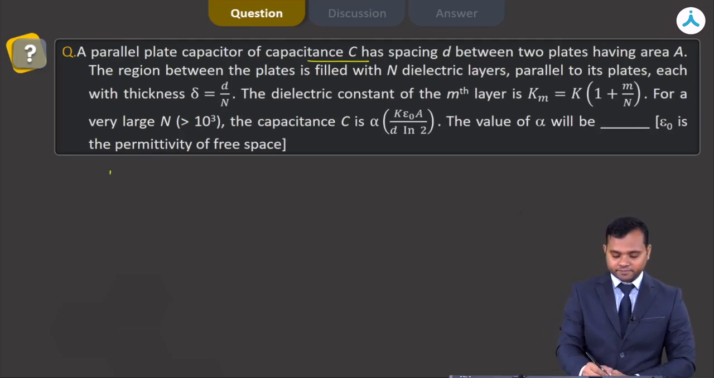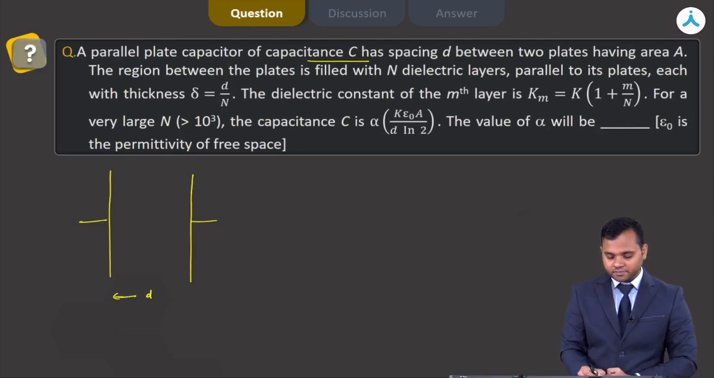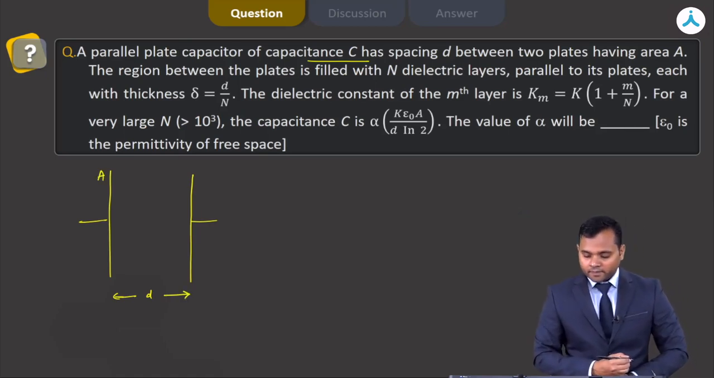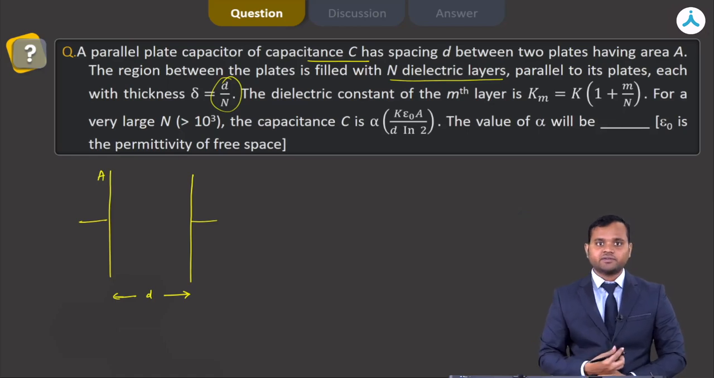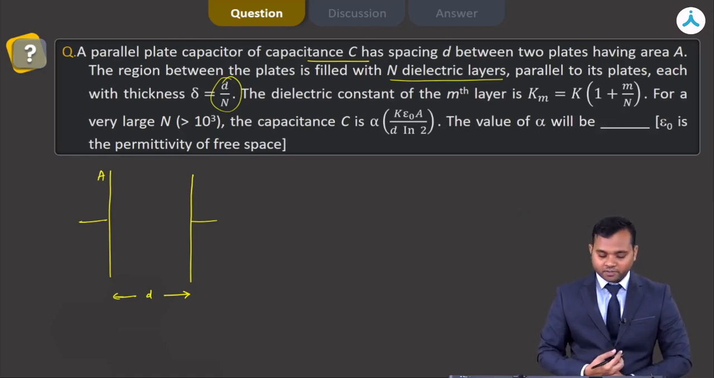That means, let's say this is the separation D and the area of the plate is also equal to A. We have here N dielectric layers, each with thickness delta equal to D by N. The dielectric constant of the Mth layer is given to be Km equal to K into 1 plus M by N. That means the dielectric constant is a variable term here, for a very large N, that is greater than 10 to the power 3.